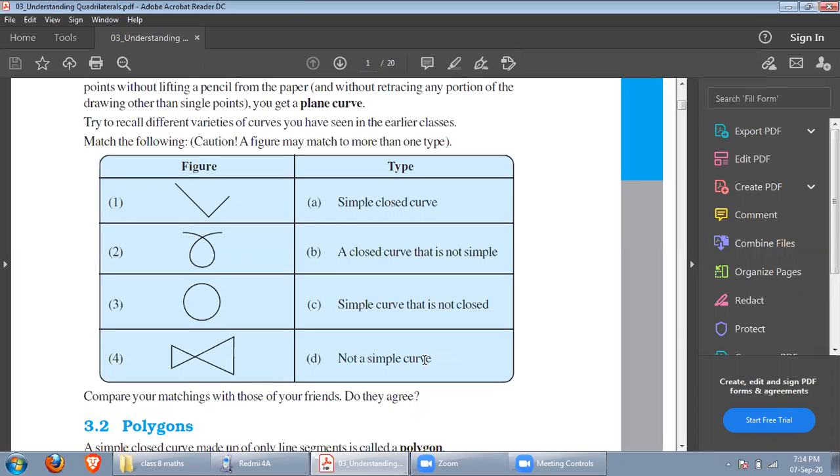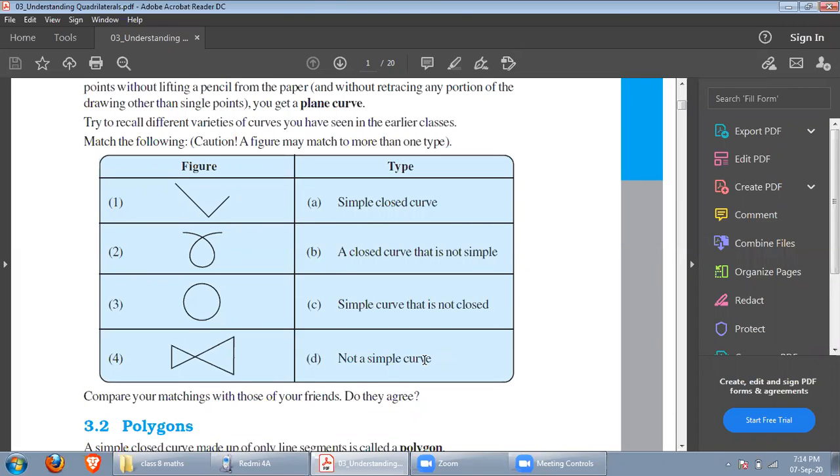I will tell you it is called simple because there is no crossing. When you see number two, there is crossing. Correct? It is closed. Number two is also closed. But there is crossing, so it is not simple.